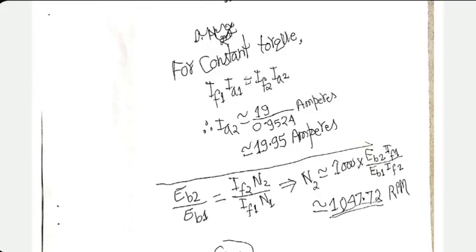Second case, speed can also be easily figured out by using this equation. Back EMF is proportional to phi into N, and phi is proportional to IF. That is why I'm writing this equation. For the second case, it is phi 2 N2, which is proportional to IF2 into N2. For the first case, it is phi 1 N1, which is proportional to IF1 N1. So constant of proportionality cancels out in the division. Using this equation, I calculate N2.